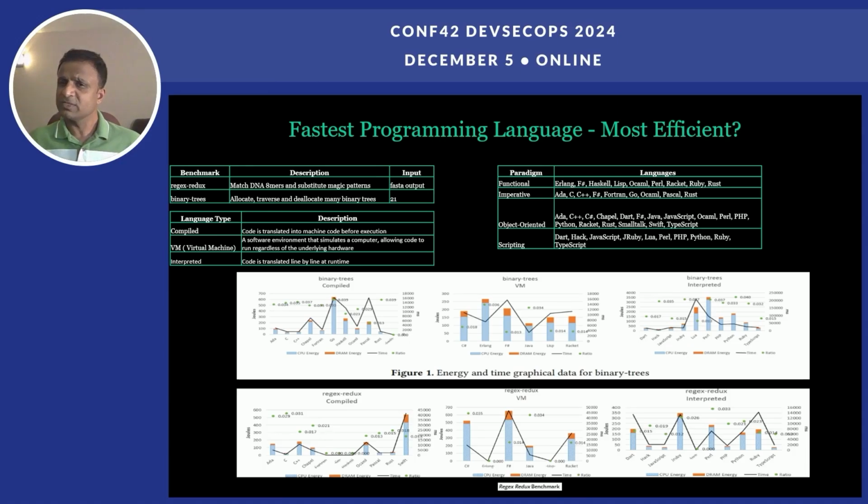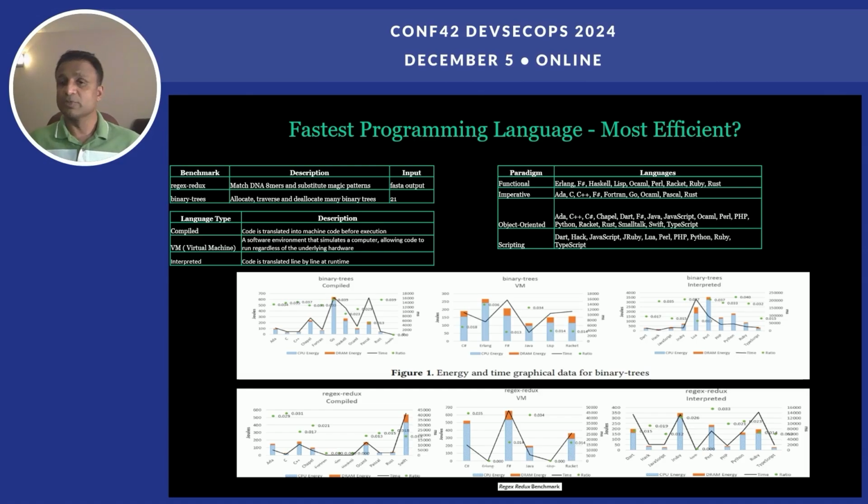Is the fastest programming language the best, the most energy efficient, or is it a misconception? Continuing from some of the architectural principles I mentioned in my previous slide, what I have here is a research paper that compares energy, time, and memory consumption between various programming languages that we use to run the exact same algorithm on the same hardware configuration.